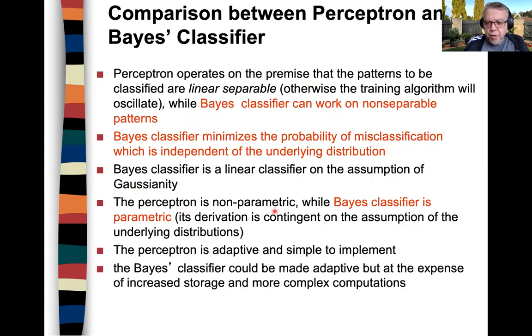The perceptron is non-parametric. You don't have any parameters that you need to feed to your perceptron. The perceptron learns just from the data, while the Bayes classifier is parametric, so its derivation is contingent on the assumption of the underlying distributions. So for example, you assume a Bayesian classifier, you use the Bayesian learning rule and so on. The perceptron is adaptive and simple to implement as opposed to the Bayes classifier.